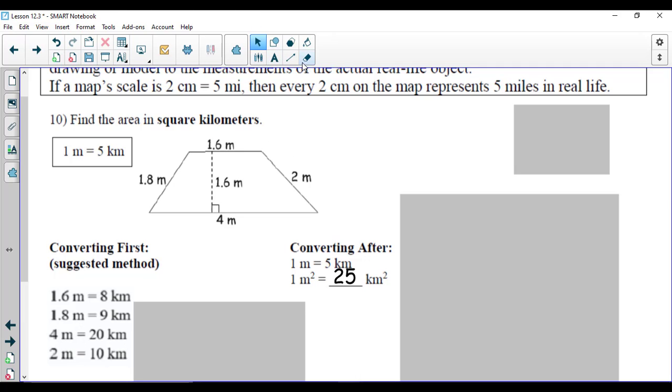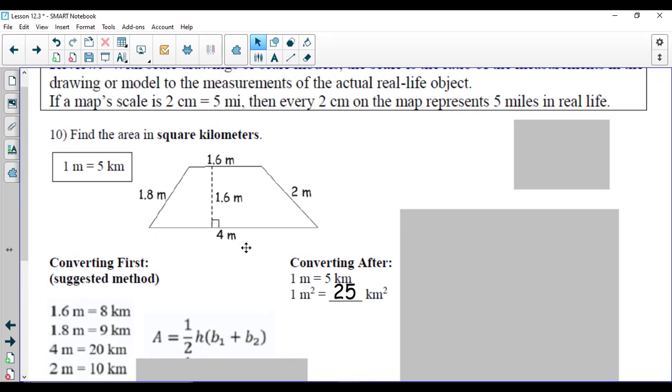Now, I want to point out that since this is a trapezoid and we're doing half times the height, and then in parentheses b sub 1 plus b sub 2, our parallel sides are our two bases. So that's going to be these two sides right here. Our height is going to be this 1.6 meters. I do not need the 1.8 meters or the 2 meters, and you can actually just cross them out here if you want.